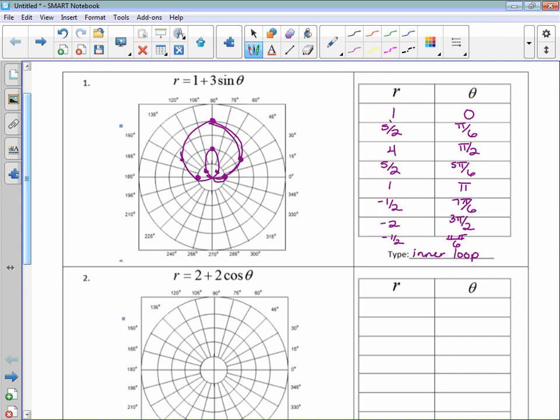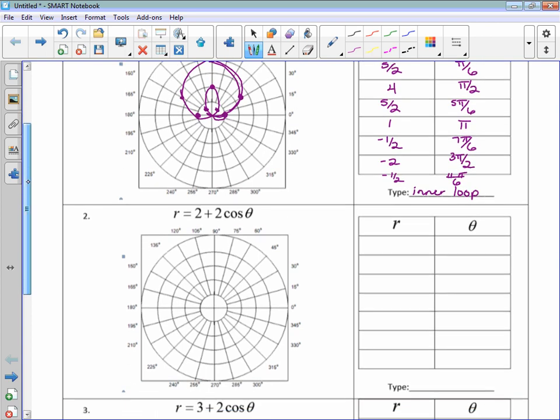All right, this one was sine. Do you see how the graph is sort of symmetric to what would be the y-axis? Okay. This one has a cosine in it. What do you think it's going to be symmetric? Okay. Good. My numbers are different though, so let's look and see if this is an inner loop or if this is something else.